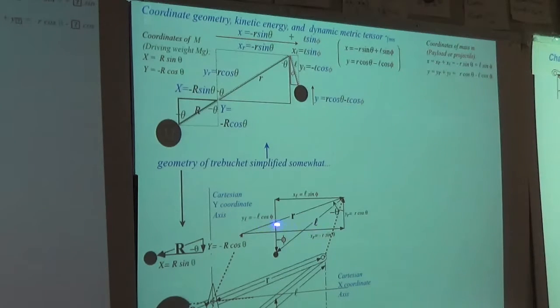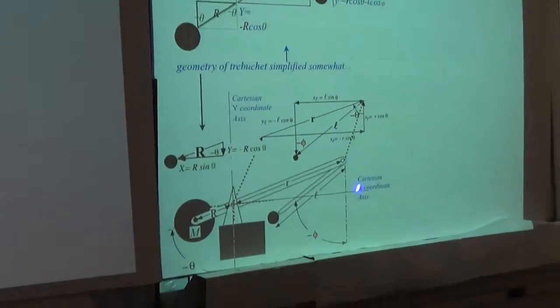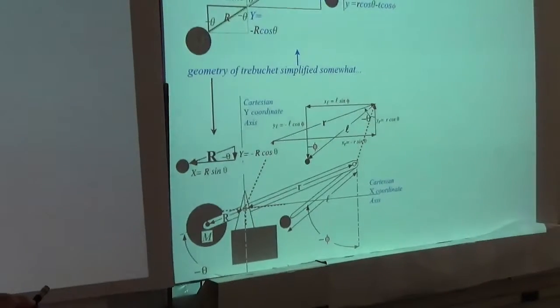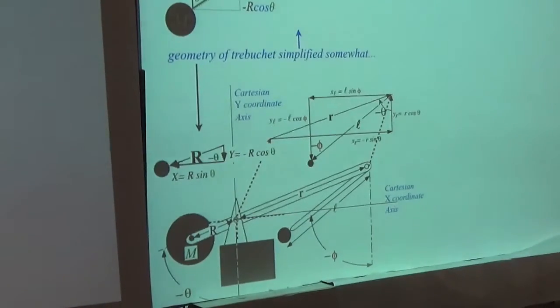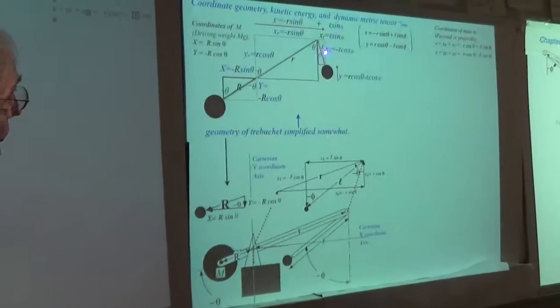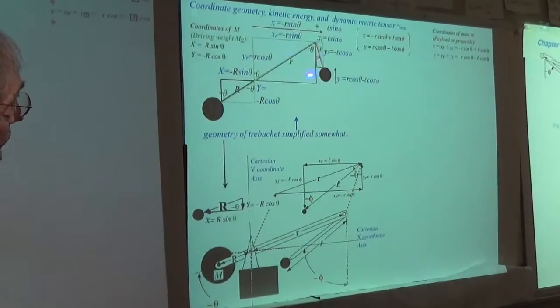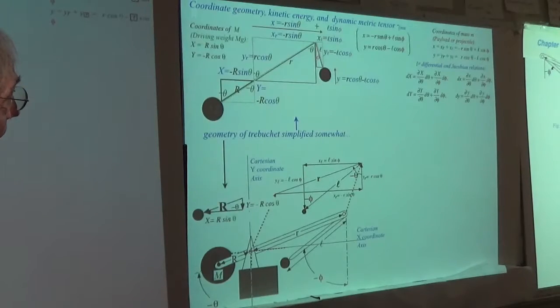Now this is the picture in the textbook. This is maybe a little nicer picture of the geometry that emphasizes how they're being summed to give us the Cartesian coordinates in terms of the generalized coordinates, and there are two generalized coordinates, theta and this phi right here, the swing angle of the second pendulum, you might say.